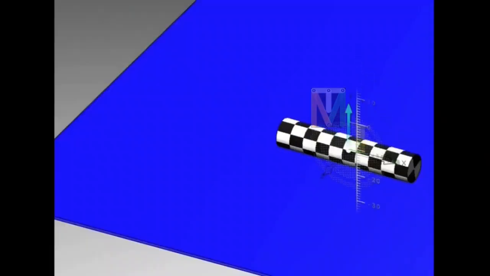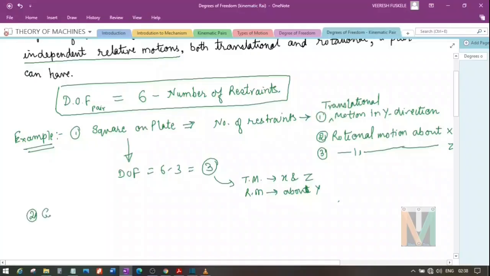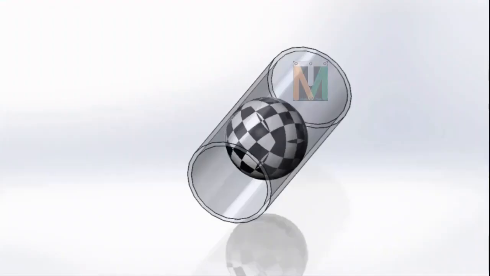Right? So what we observe for this kinematic pair is that one of the translatory motions is restricted and one rotational motion is restricted. So in total, the number of restraints will be 2. So for the cylinder on plate kinematic pair, the degree of freedom would be 6 minus 1 translation motion and minus 1 rotational motion. So these will be 2 restraints. So the degree of freedom would be 4. Right?